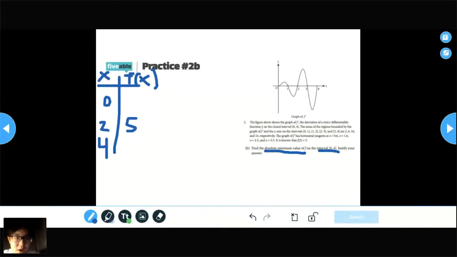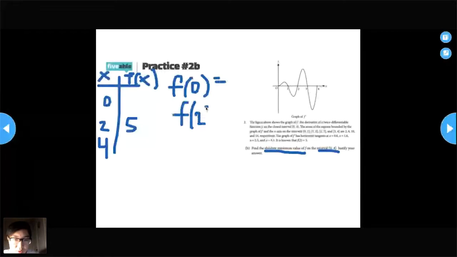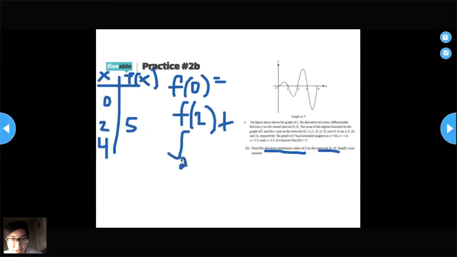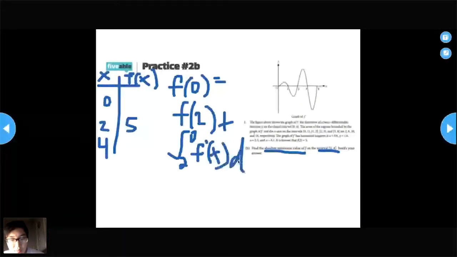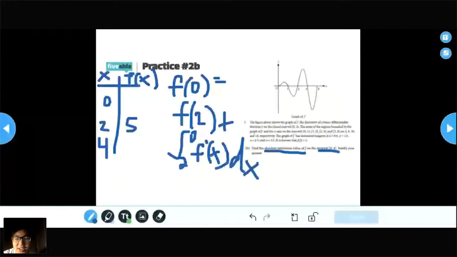So for f of 0, it would look something like f of 2 plus the integral of the first derivative from 2 to 0, f prime of x. And so then what would we do next to evaluate it? We wouldn't want to add from the integral from 2 to 0. So then we would flip, and what would it turn into? Subtracting from the integral from what values? From what to what? Yeah, from 0 to 2.